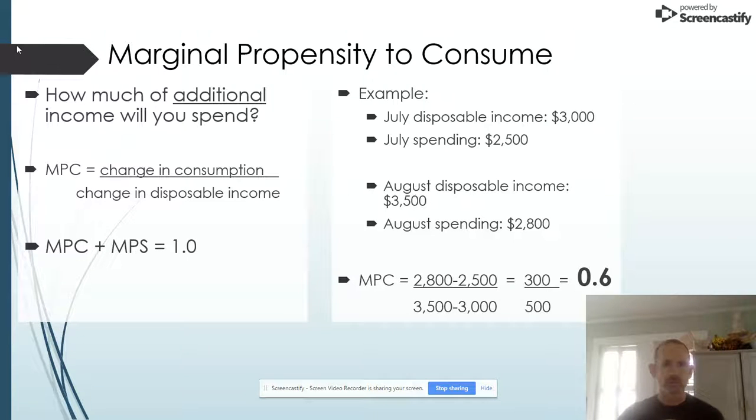There's a formula that you'll see. You can do the same thing to calculate marginal propensity to save. It's just change in savings over change in income. But if MPC is 0.6, we know MPS is 0.4. But if you wanted to go through the math and just prove that, that might be a good idea.